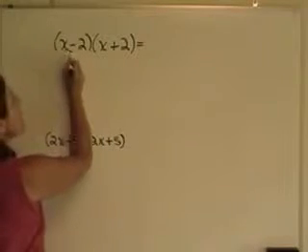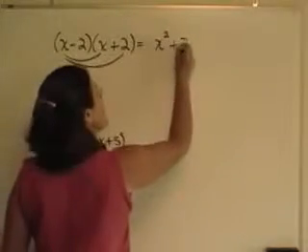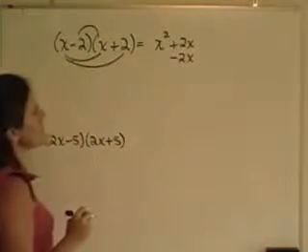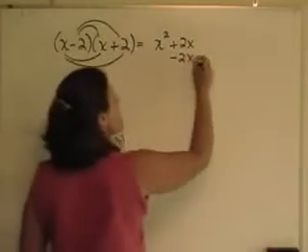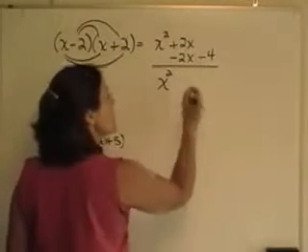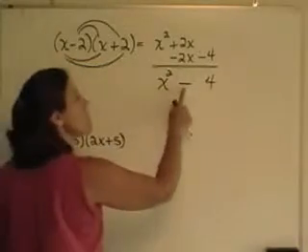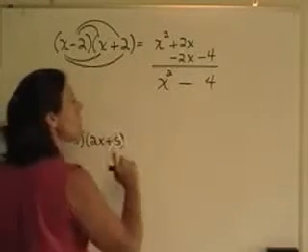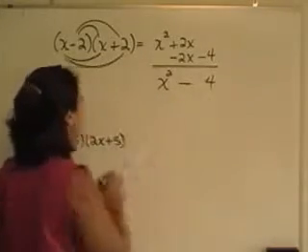When we FOIL these 2 binomials, the first term is x squared. The outer is a 2x, and the inner in this special case is a minus 2x. And as you may recall from the previous chapter, those terms will combine to be 0. The last term, a minus 2 times a positive 2, is a minus 4. And what we're left with here, when we combine these like terms to be 0, is just a polynomial in 2 terms. We call it the difference of squares, and we'll explain that a little bit, but it just means that if I took the variable x and squared it, I got x squared. If I take the number 2 and square it, I get 4. This is what we're going to look at factoring next.